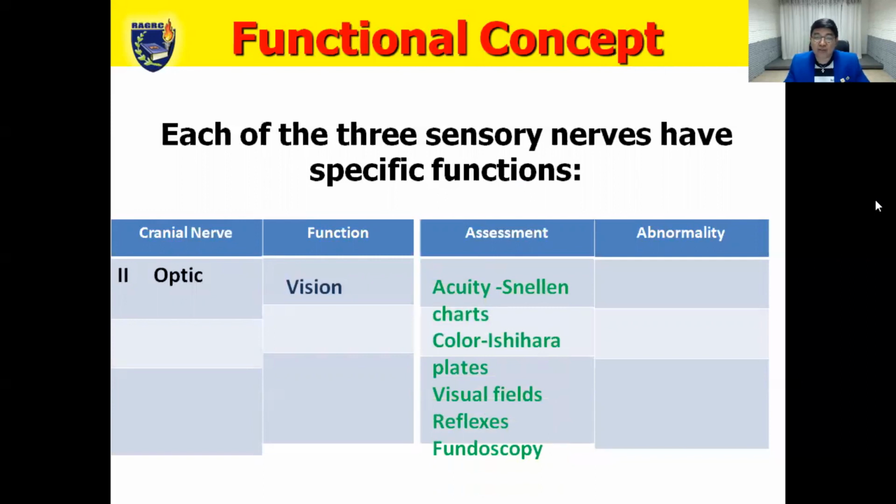And to do so, we need your Snellen charts. Okay, so what do we ask the patient? We ask the patient to either sit or stand 6 meters or 20 feet from the chart. And then we ask the patient to cover one eye and read the letters from the biggest to the smallest.